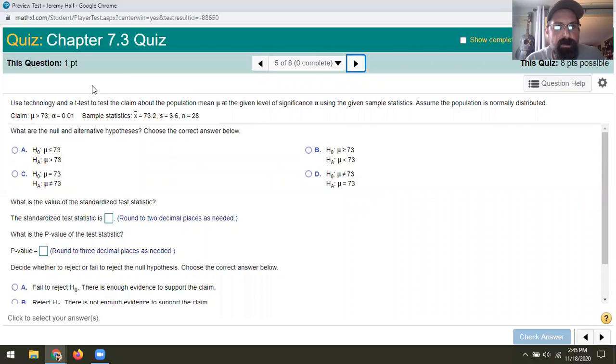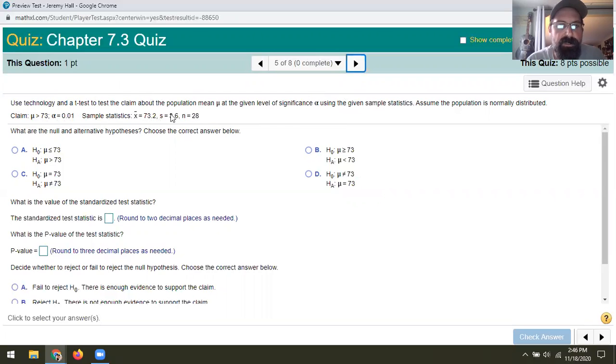So this is one from your quiz. Your numbers might be different. Use technology in a t-test to test a claim about a population mean mu at the given level of significance alpha. Assume the population is normally distributed. We need to know that to run a t-test. Now the claim is that mu is greater than 73. They want us to run it at a 1% significance.